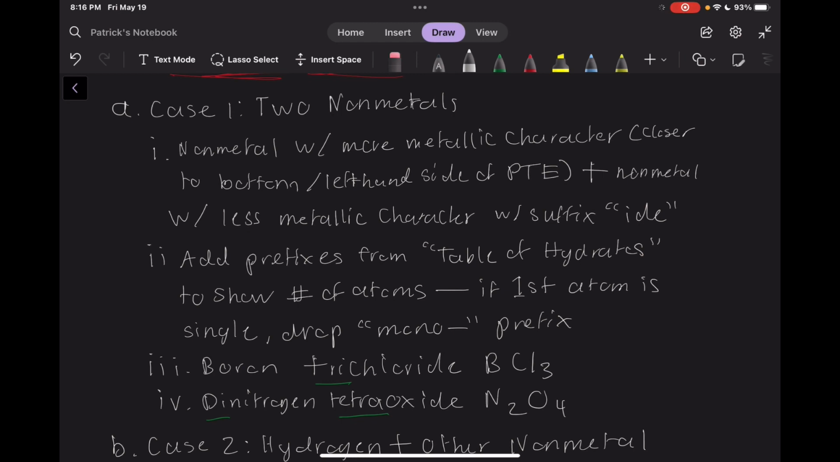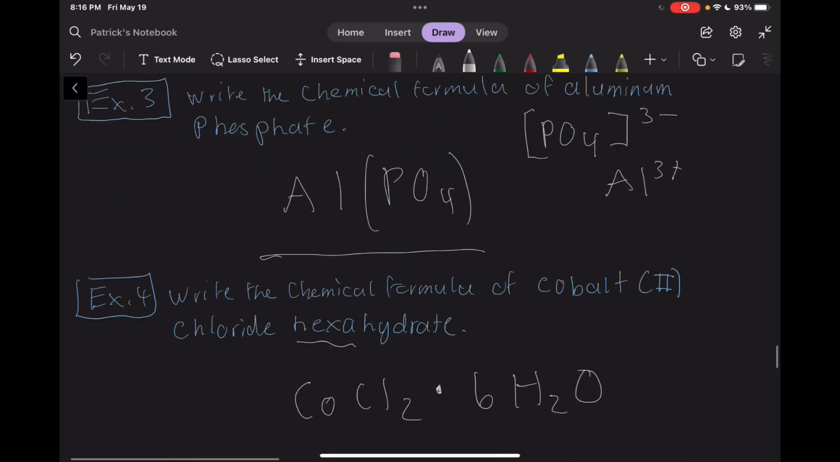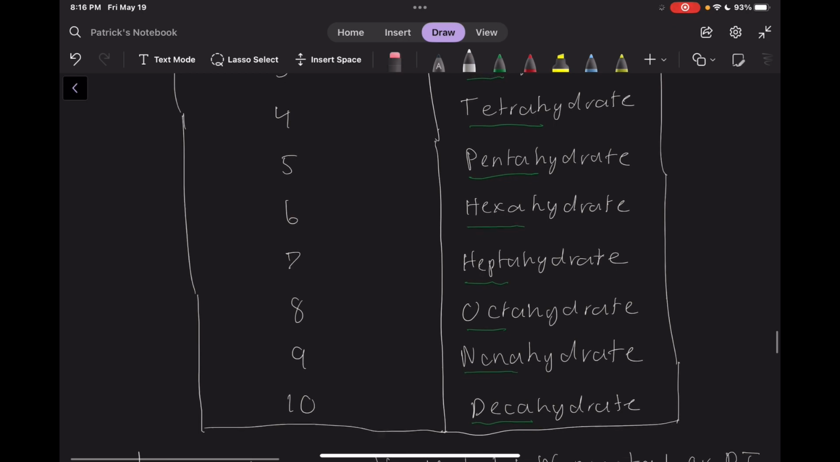To determine this, we have to turn to our periodic tables. The nonmetal with more metallic character goes first, and the nonmetal with less metallic character goes second. Metallic character increases as we travel from top to bottom and from right to left of the periodic table. So elements closer to the bottom left of the periodic table will have more metallic character. The nonmetal with less metallic character comes second and ends with the suffix "-ide," which is a bit of a common theme here. After determining the order of the atoms, we have to add prefixes to denote how many of each atom is present. These prefixes are listed in our table of hydrates up here.